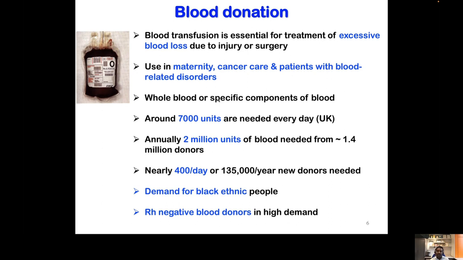Okay, so it's really important that we all play our role by donating blood, because there are so many people who need blood, and who knows, one day we may also need blood.